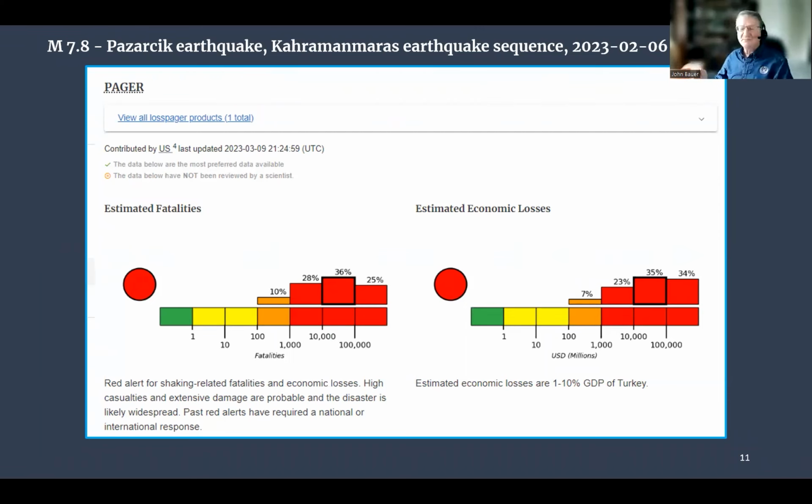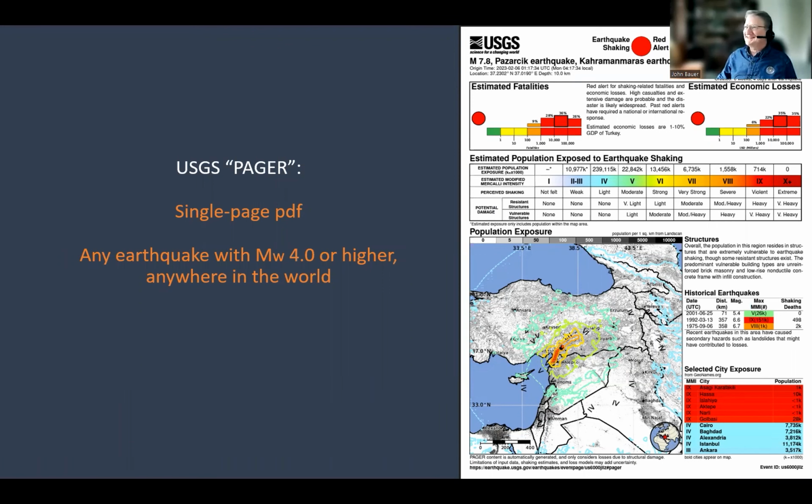Not really useful, but the point here is it's triggering. If it is yellow or above, it will trigger the FEMA NHRAP team into action and evaluate it if the quake is in the United States. So where does this name come from, USGS PAGER? Because it consolidates all this information into a single page PDF.